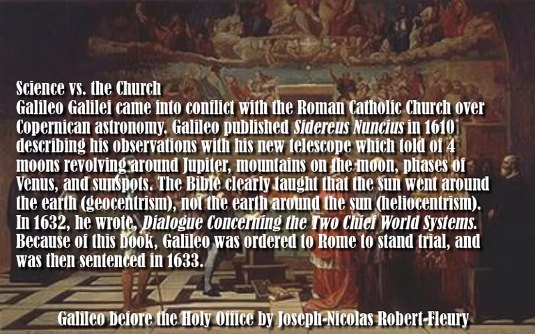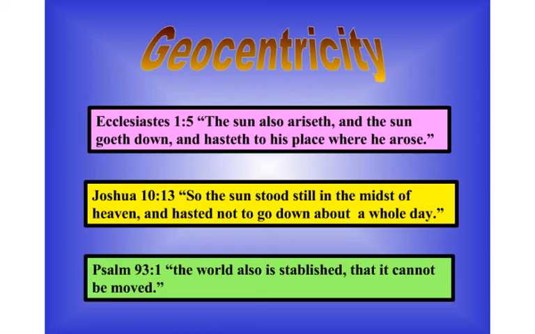The Bible clearly taught that the sun went around the earth, geocentrism, not the earth around the sun, heliocentrism. In 1632, he wrote Dialogues Concerning the Two Chief World Systems. Because of this book, Galileo was ordered to Rome to stand trial and then was sentenced in 1633. The Roman Catholic Church position was that geocentricity was taught in the Bible.